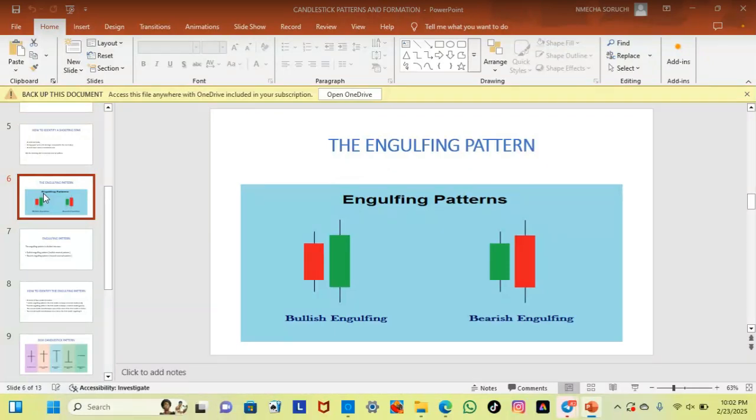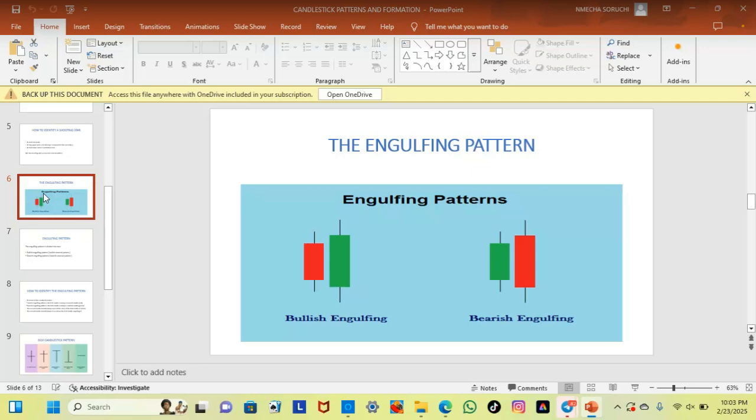The engulfing pattern is divided into two. So we have the bullish engulfing candlestick pattern, and we have the bearish engulfing candlestick pattern.